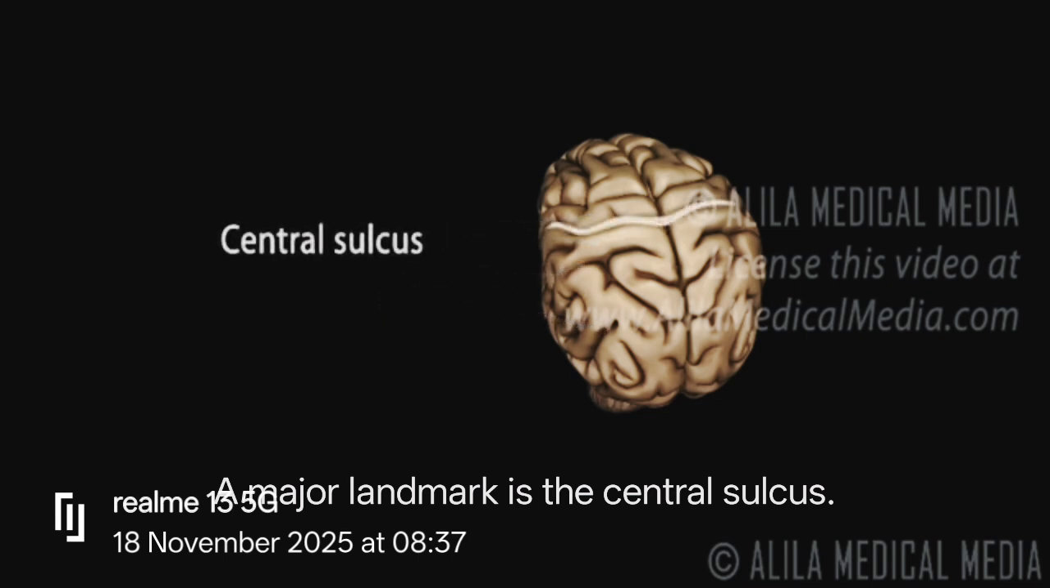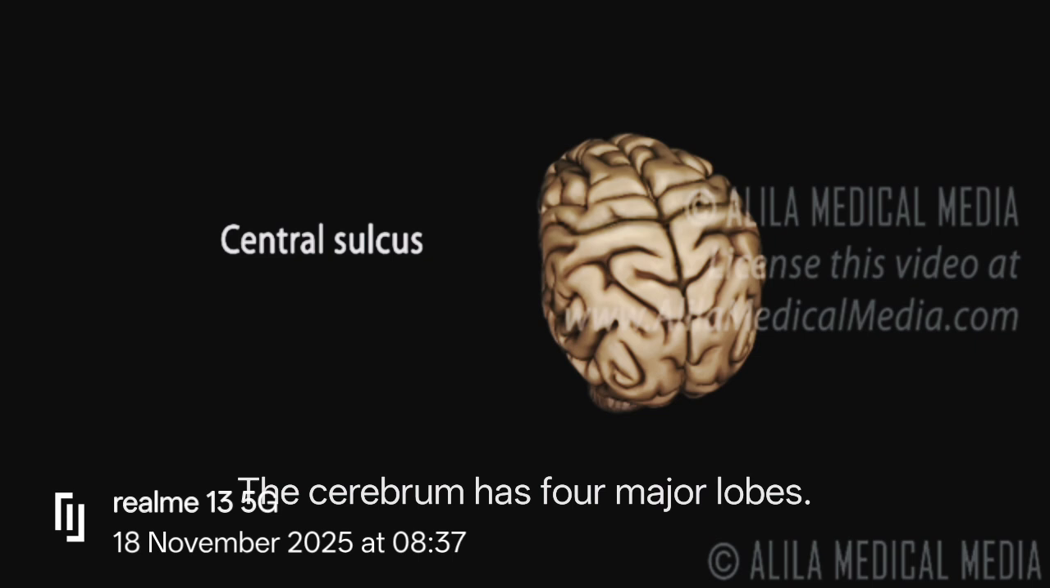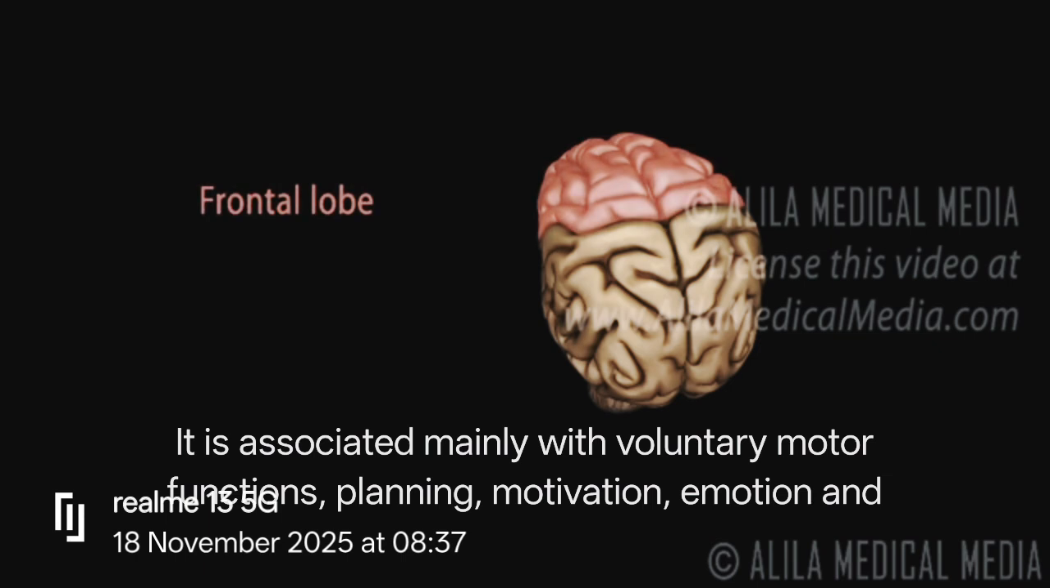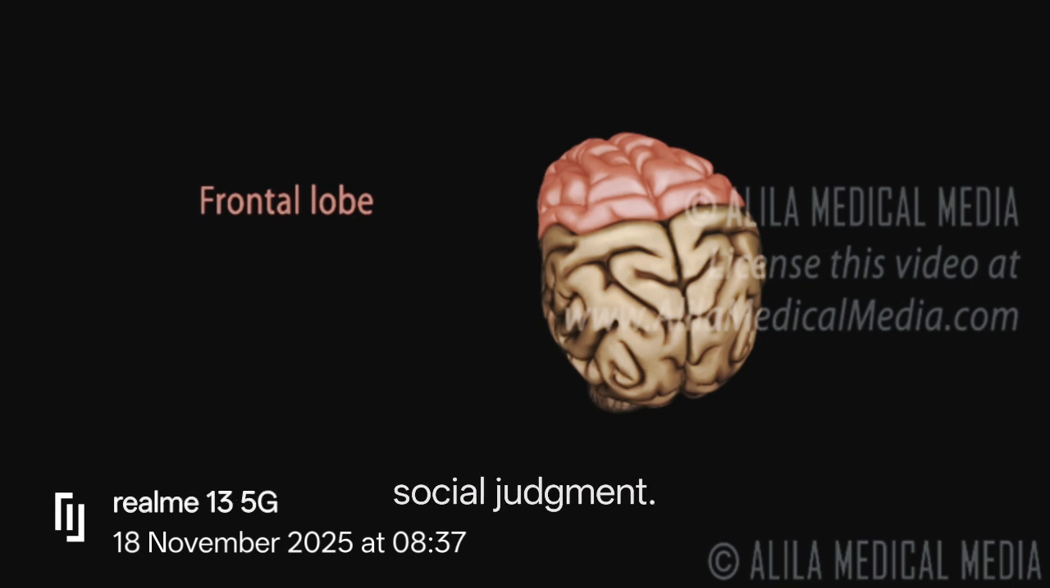A major landmark is the central sulcus. The cerebrum has four major lobes. The frontal lobe is situated anterior to the central sulcus. It is associated mainly with voluntary motor functions, planning, motivation, emotion, and social judgment.